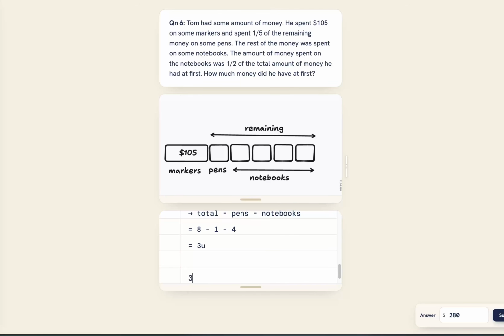Since we know markers is $105, that means 3 units is $105 for the markers. And then 1 unit will then be equal to 105 divided by 3. And this will give us 35. Therefore, the total will be 8 units, which is the total. And this is what we are looking for, which is 35 times 8. And this will give us $280. Okay, there you go. So that's the answer.